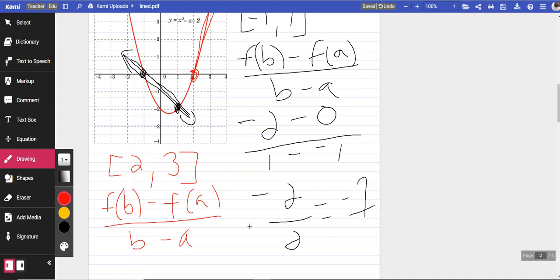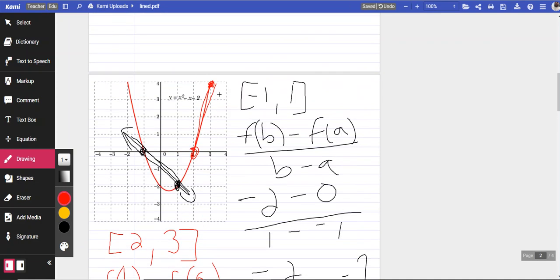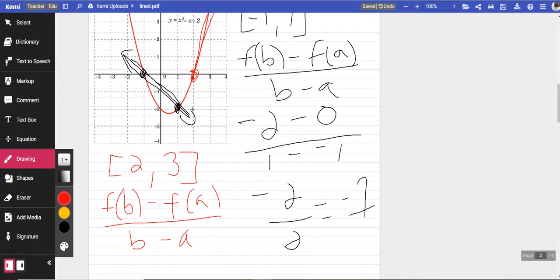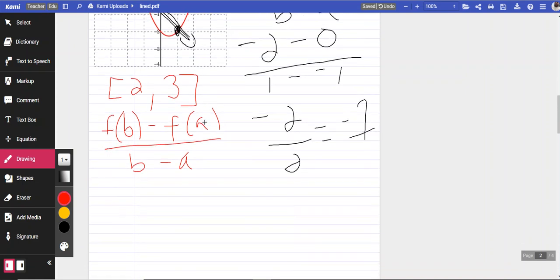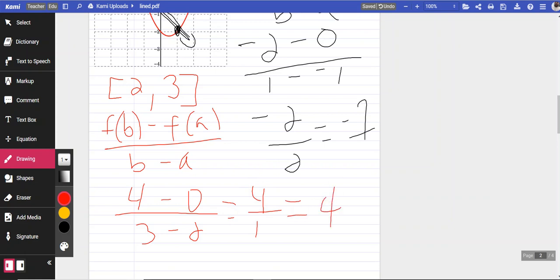If you do that, let's see, what is f of b? f of b is 4, and what is f of a? It is 0. So 4 minus 0, I found the easy one. So 4 minus 0 over 3 minus 2. 4 minus 0 is 4, 3 minus 2 is 1. My average rate of change is 4 on that one. So that one makes sense.